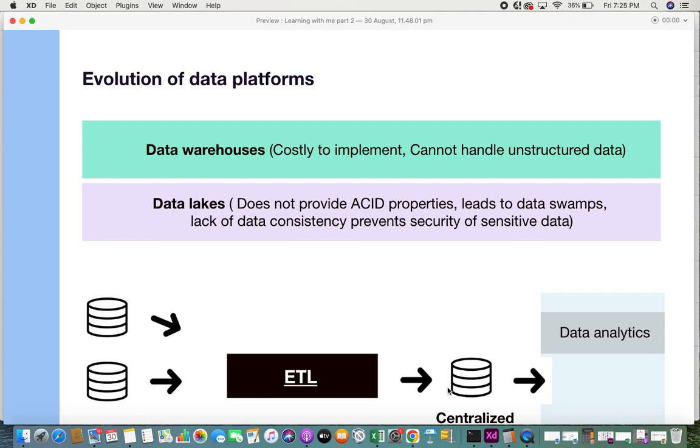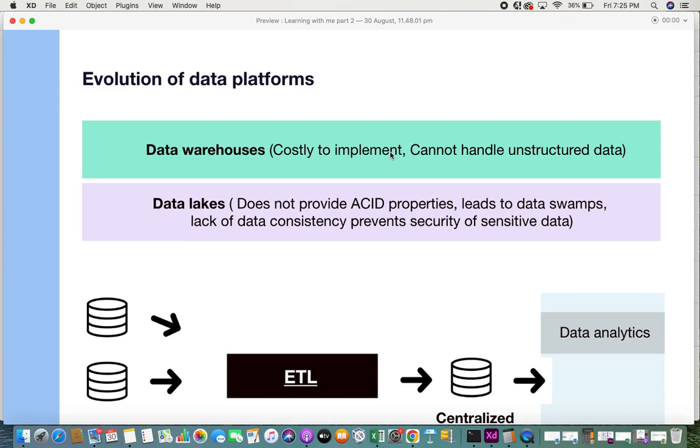So before we go into understanding what a data mesh is, let us first take a recap of the evolution of data platforms. So the very first we have the data warehouses. Data warehouses initially can only manage structured data, and some of the drawbacks of the data warehouses is that it's very costly to implement because getting that data to match with the target location or central repository's schema is very costly and requires a lot of time and effort. Also, it cannot handle unstructured data.